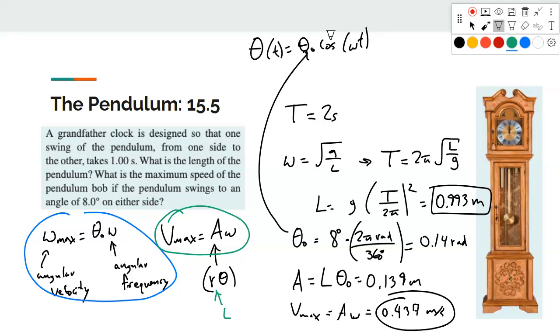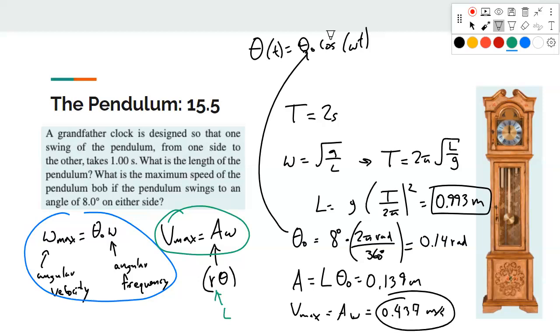Okay, so I did that in a rather roundabout and unpolished way. Are there any questions or need of clarification on how we solve this problem? So just to walk us through again, we can use the angular frequency formula to find the length of the pendulum. And then they tell us that we swing to a maximum angle of 8 degrees.